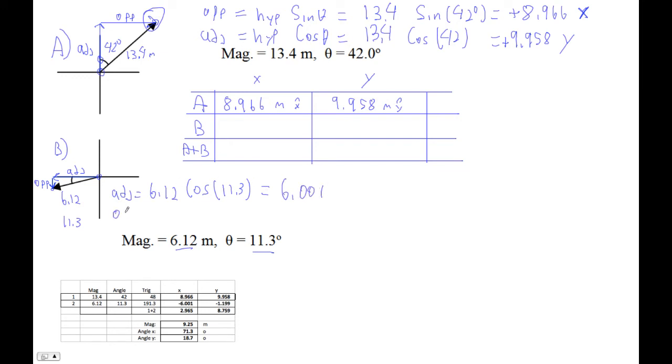Okay, and then my opposite side, that's this little bitty side there, should be small. This should be a small side. That's 6.12 sine of 11.3. So let's try that. 6.12 sine of 11.3 is 1.199.